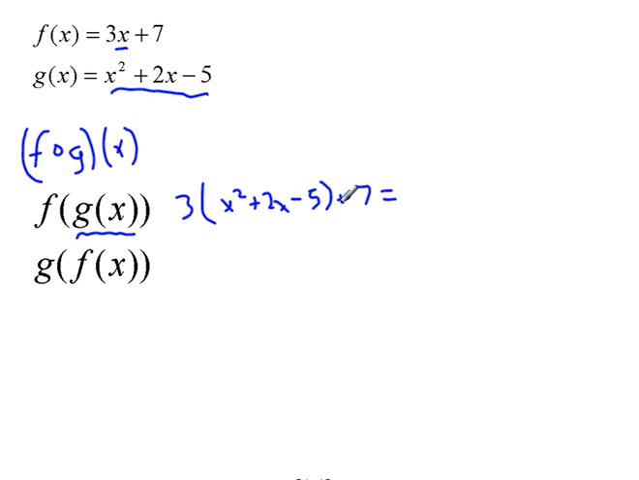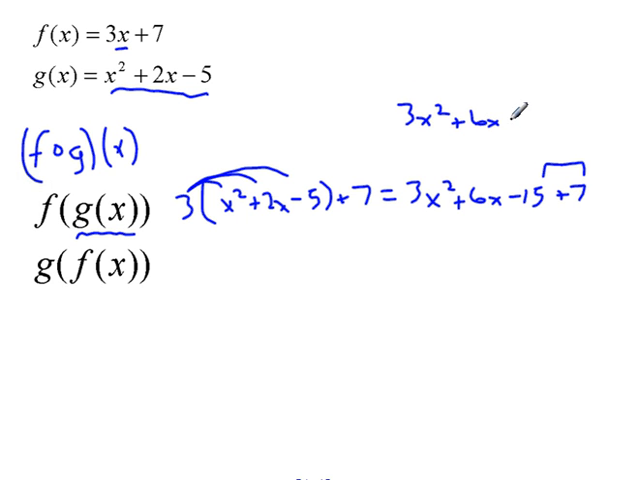So let's simplify that. So we know we're going to need to distribute. So that's going to give us 3x squared plus 6x minus 15, and then don't forget that plus 7. The mistakes people make on these problems are little things like forgetting the plus 7 and forgetting this last step to combine like terms. I'm going to write it up here, 3x squared plus 6x minus 8.